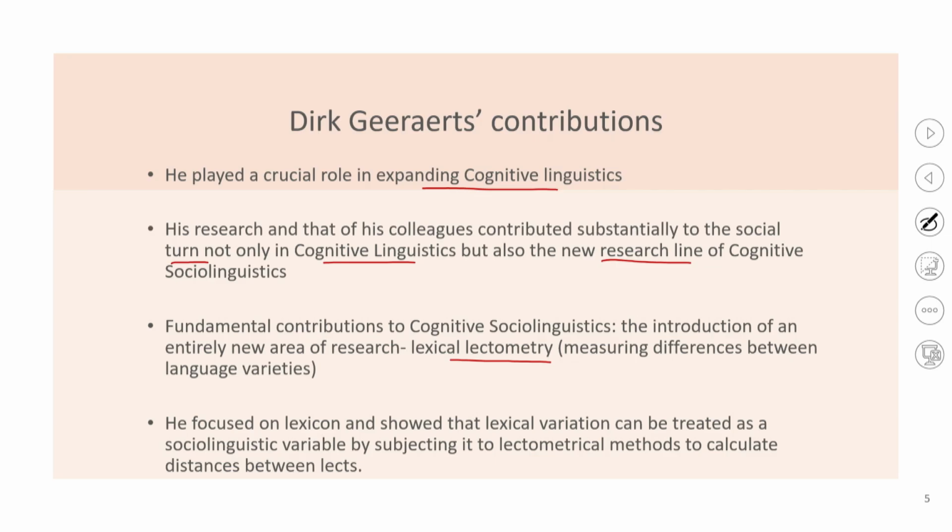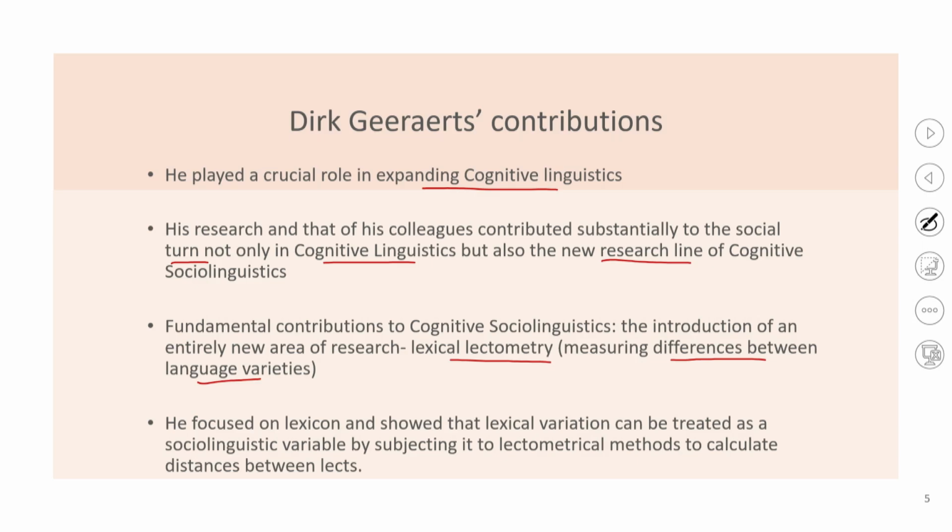And then he has also created some entirely new areas of research. One of them is lexical lectometry. This refers to measuring differences between language varieties. It is a very fine-tuned methodical approach to understand how the differences between lects, as in dialects or variations, work. So, there is a calculating method that he created.